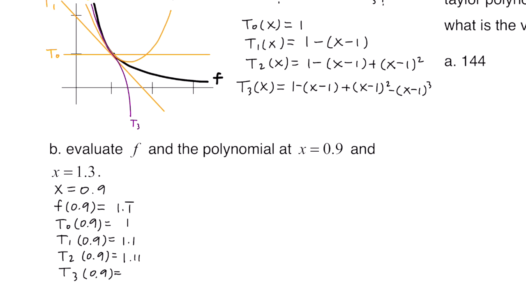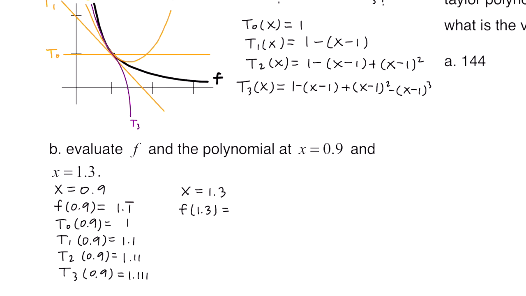Similarly, when we plug in 0.9 to t sub 3, you get 1.111. So again, plugging in 0.9 to the actual function, we got 1.1 repeating. And as you're plugging in 0.9 into the higher power Taylor polynomials, the values that you are getting out more closely resemble the actual value f of 0.9.